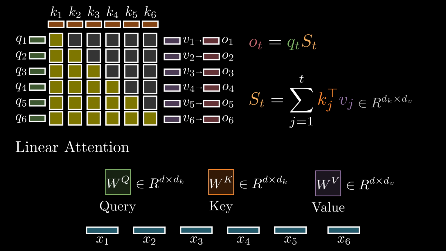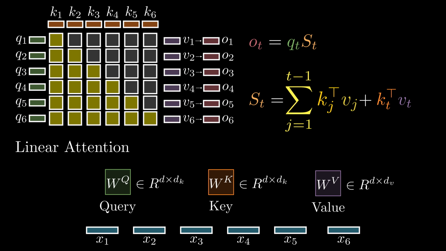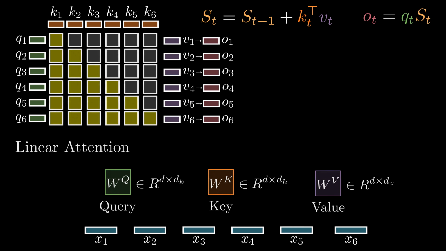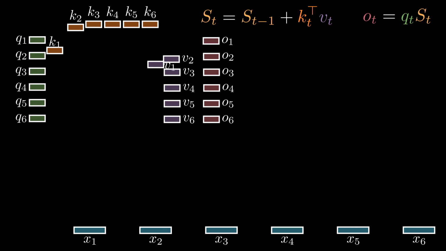Now let's move the key and value vectors at t's positions outside the summation. We recognize that this term that sums over j from 1 to t-1 is just the state matrix St-1. Therefore, we can express the state matrix St using a recurrence relation. This recurrence relation offers us a fresh perspective on how linear attention works.